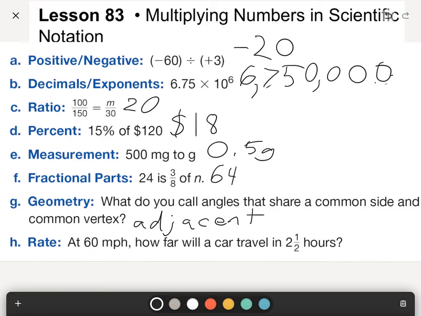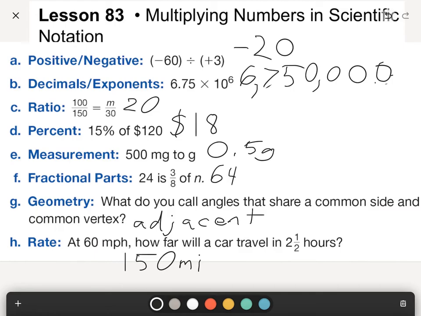Good job. Okay, then at 60 miles an hour, how far will a car travel in 2.5 hours? So I just double that, 120, and then add another half of that to get me 150 miles. Yep.